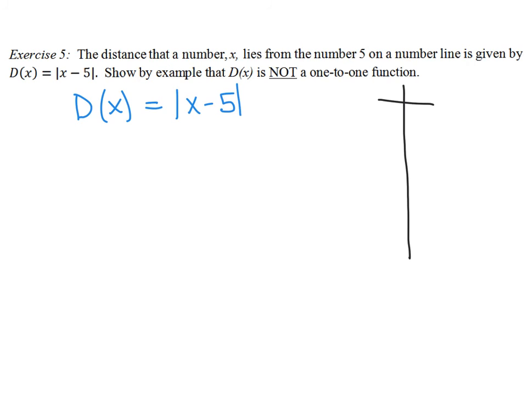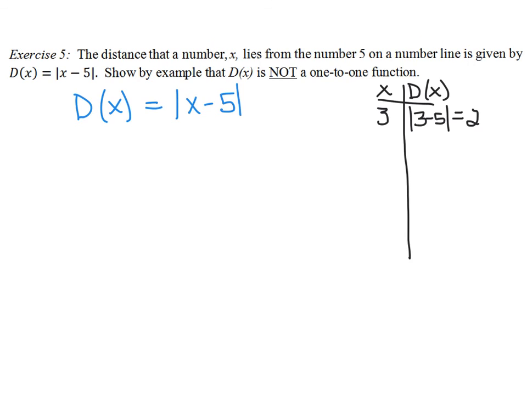Let's try some values for x. I might even make a table of values for my x and my d of x. You could use your graphing calculator and substitute this in. For example, what if I try an x value of 3? When I substitute 3 in, I'm getting the absolute value of 3 minus 5, absolute value of negative 2, which is positive 2. So the question is, can we think of another x value that would also give us an answer of 2, an output of 2?